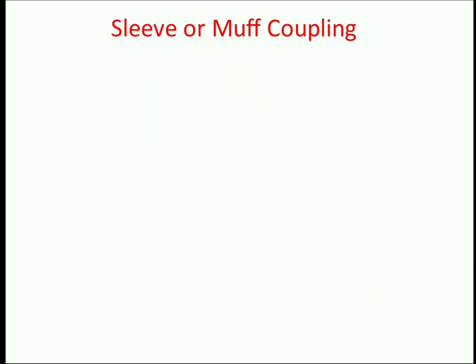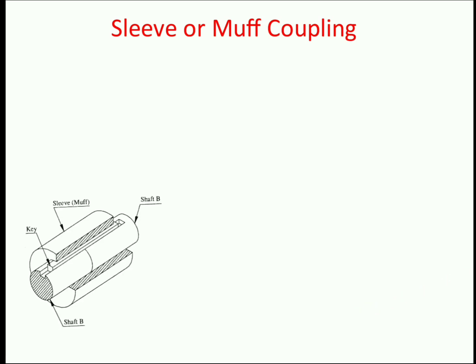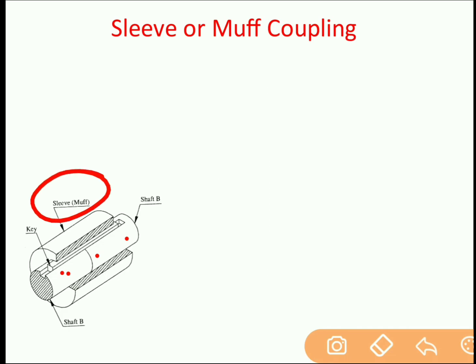It is a kind of a rigid coupling. As you can see in this figure, there are two shafts, shaft A and shaft B, and power is to be transmitted between these two shafts. To connect these two shafts, sleeve or muff is used. And in order to connect the sleeve and the shaft, there is a key. So key is a member which connects the shaft and the coupling.